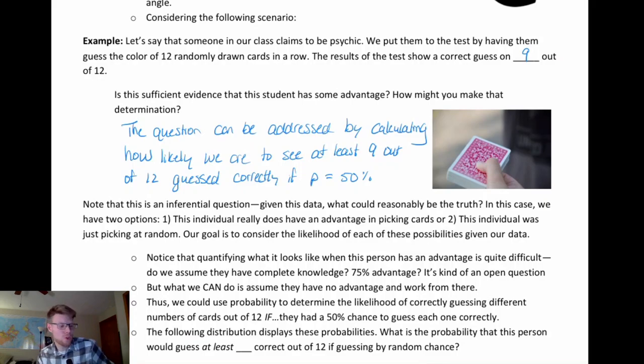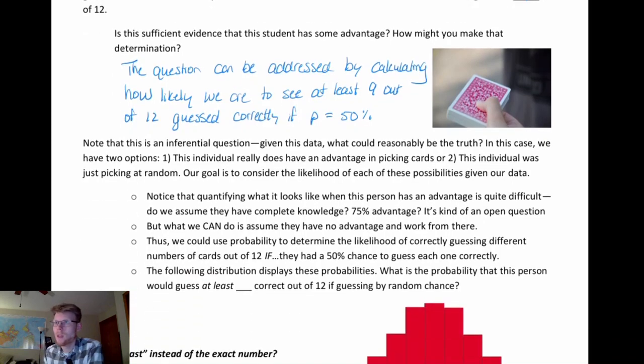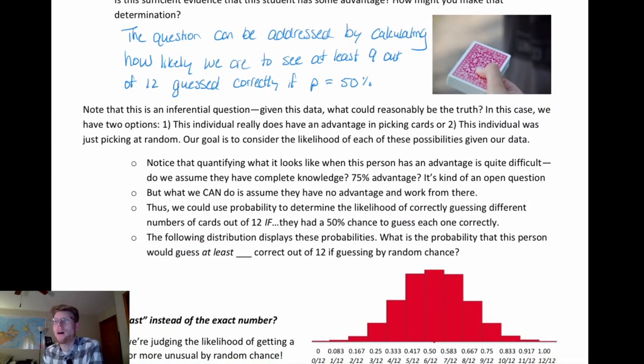So that's kind of our two possibilities here: that she's either guessing by random chance, or that she has some kind of advantage that is different than 50%. All right, so what we can do here is represent the probabilities of each of these possibilities of getting different numbers of cards correctly under the assumption of 50% guessing.